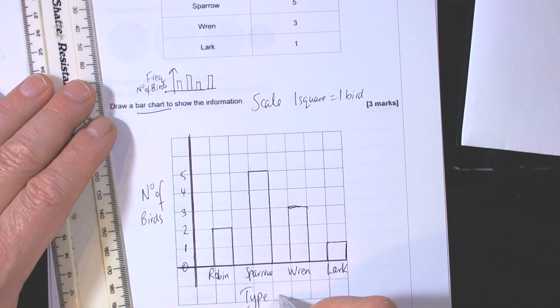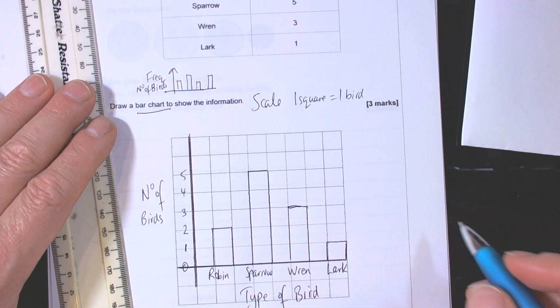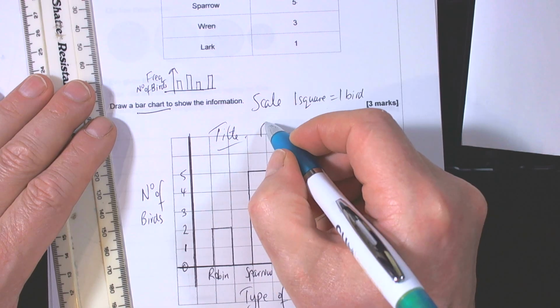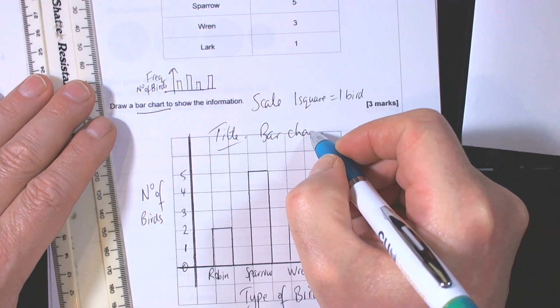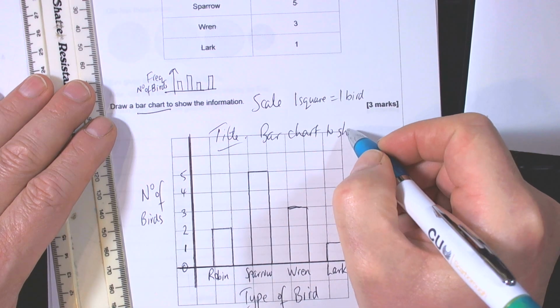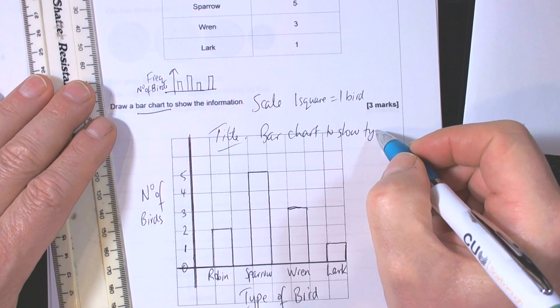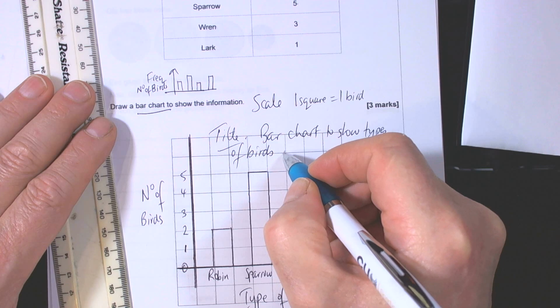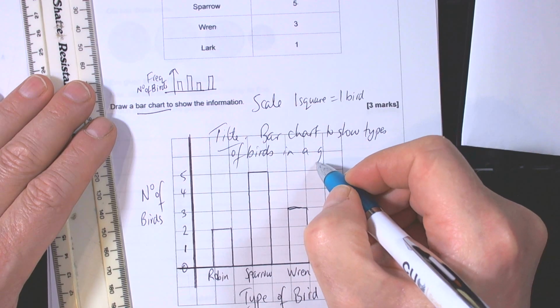and label type of bird. Okay, we should give it a title, so bar chart to show types of birds in a garden.